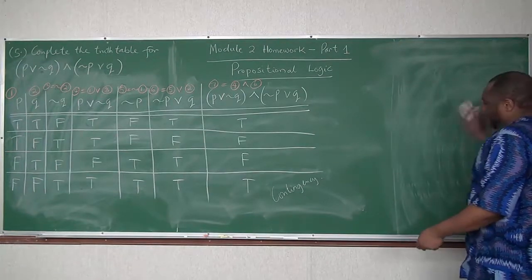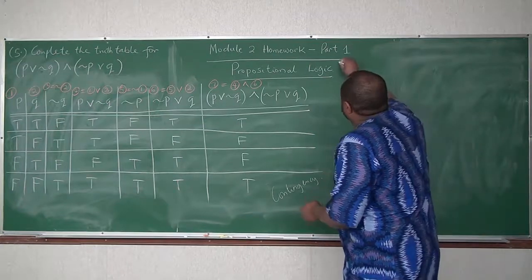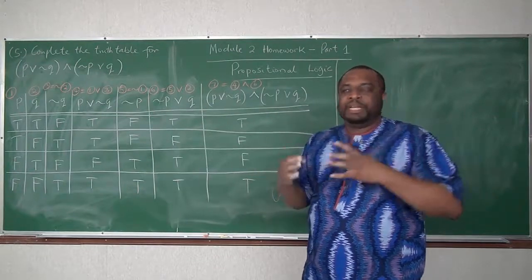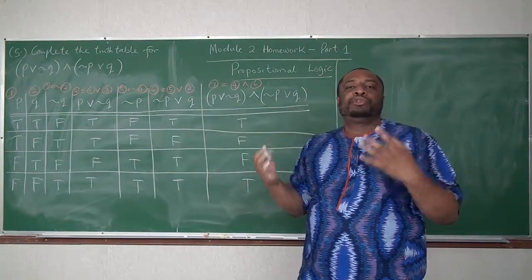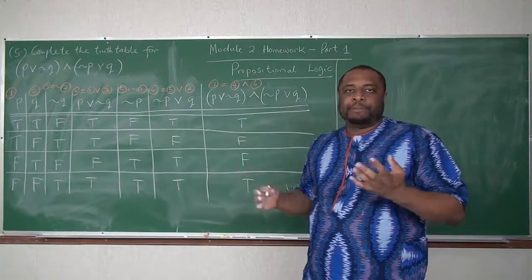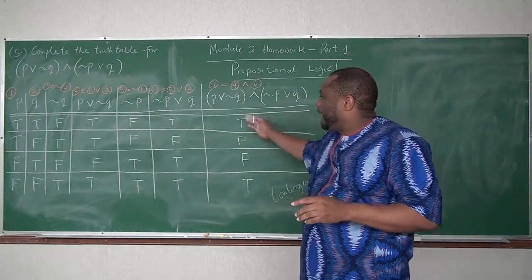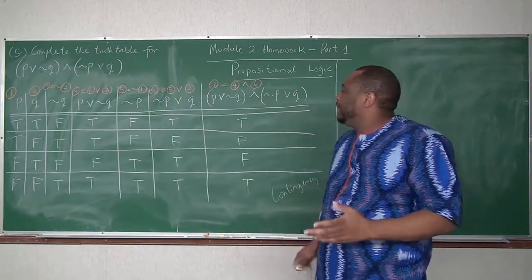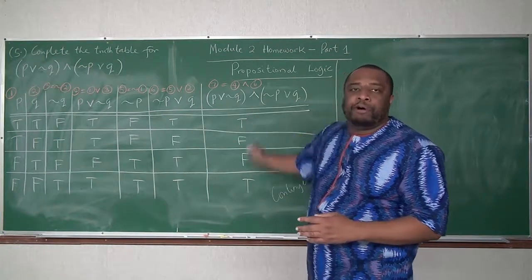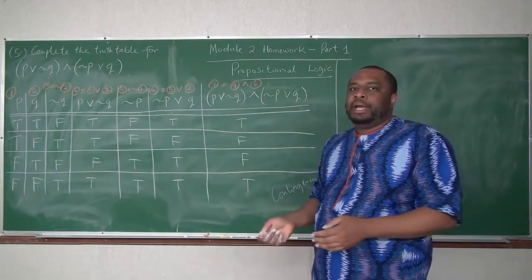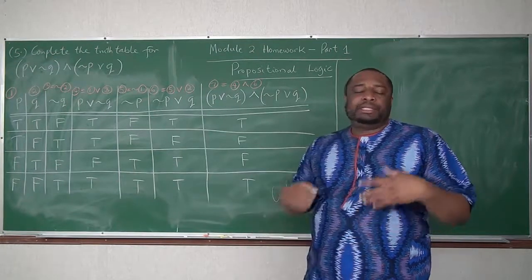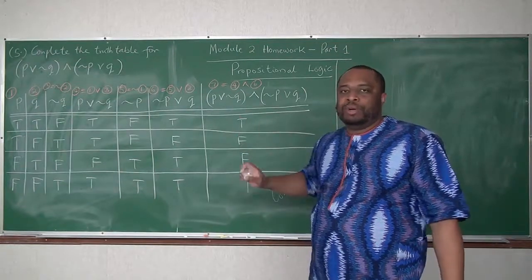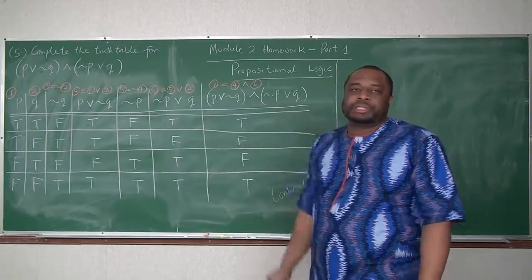Contingency is when you have a logical statement in which the truth values are a combination of true and false. If the truth values here were all true, then it is a tautology. A tautology is a logical statement that is always true. If it was all truths, then it's a tautology.